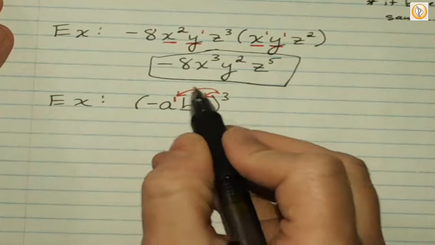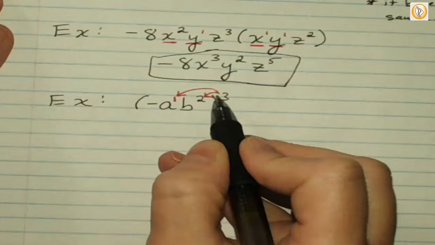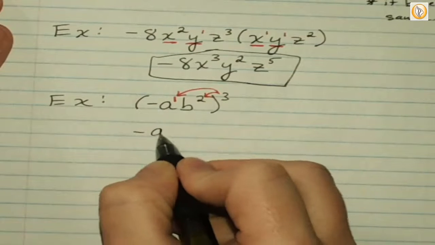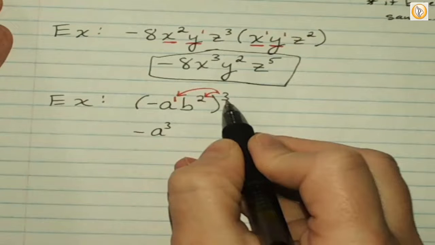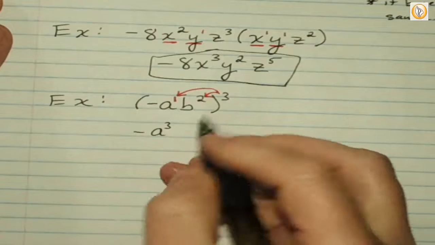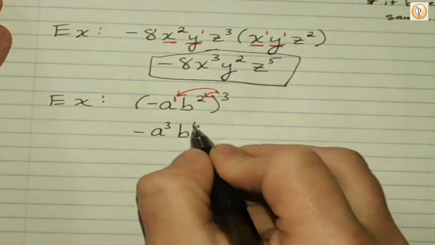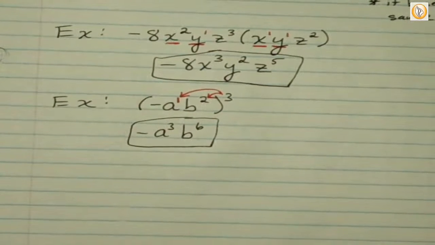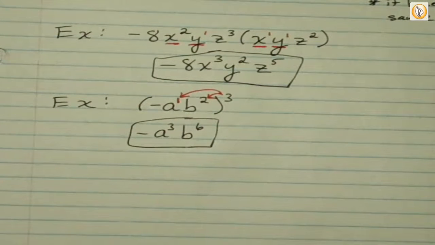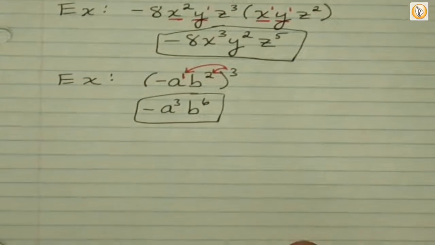So 1 times 3 is 3. So negative a to the power of 3. And then 2 times 3 is 6. There's my answer. Negative a to the 3rd power, b to the 6th power. Any questions? All right, let's keep going.